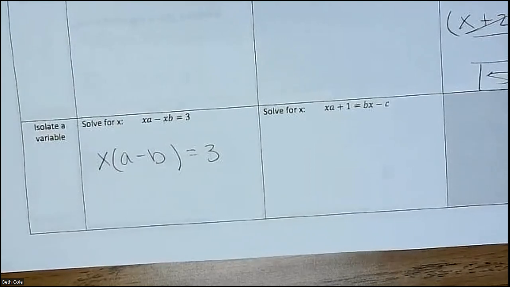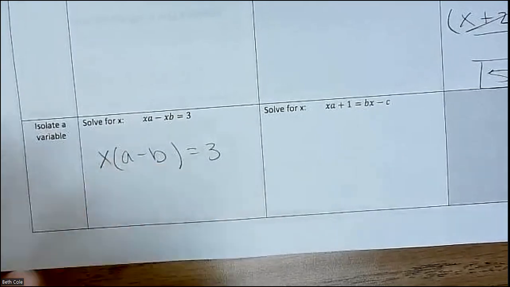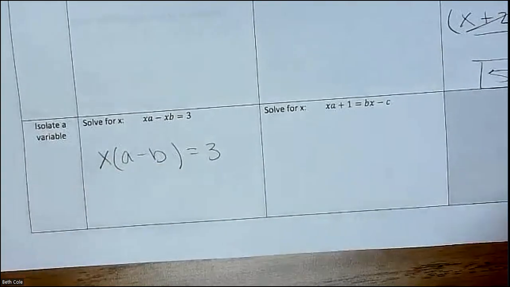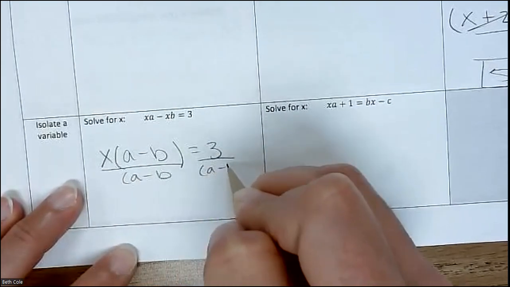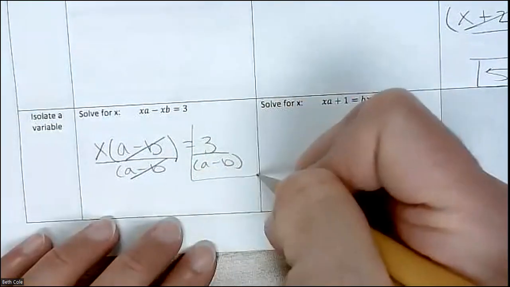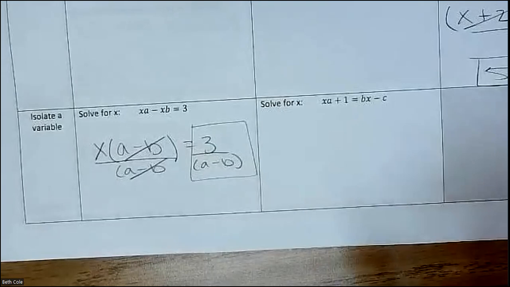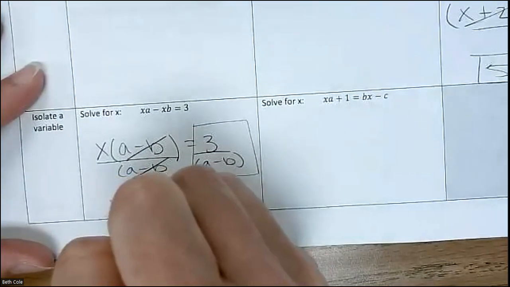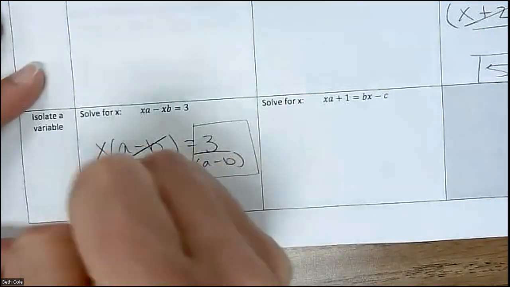And then you want x alone. That's what isolated means. X is being multiplied by this. So how do you undo multiply? Divide. You're going to divide by a minus b so that they cancel. And then this is your answer. Are you serious? Yeah, I did that to try and save you from having to write it all over again, but technically it's x equals 3 over a minus b. I was just trying to save you the work of rewriting.